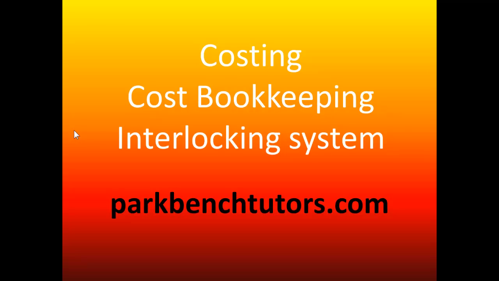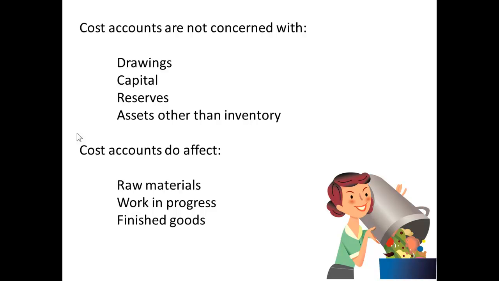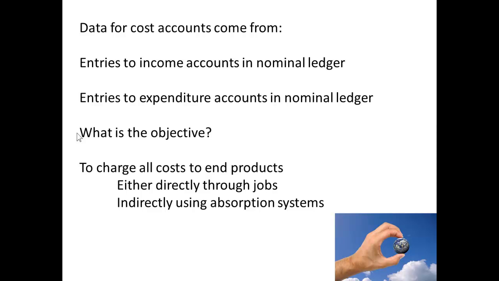We're going to continue our work on costing and on the bookkeeping of costing by looking at the interlocking system. Remember, bookkeeping consists of financial accounting, which is all the transactions of the business as a whole, but also it consists of cost accounting, where we're interested in the revenue and costs and attributing these to whatever we produce or whatever activity we have. And of course we have to reconcile the cost system accounting to the financial accounting system. We're not concerned with drawings, capital, reserves or assets except for inventory. And we are concerned with raw materials, with work in progress and with finished goods.